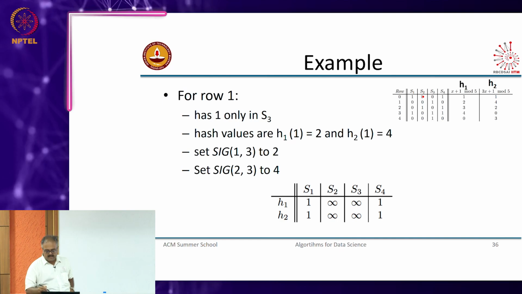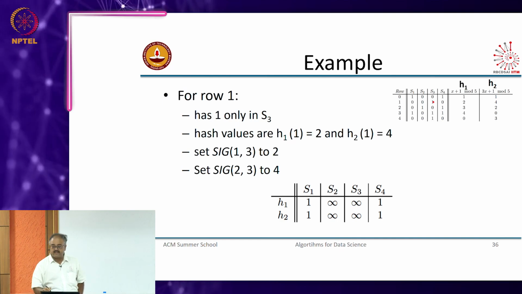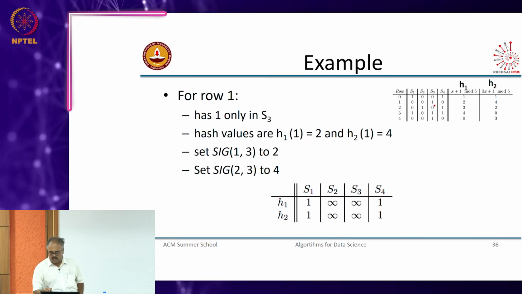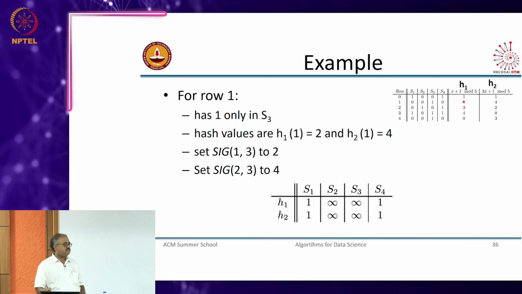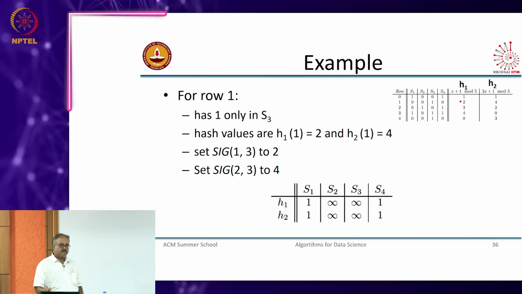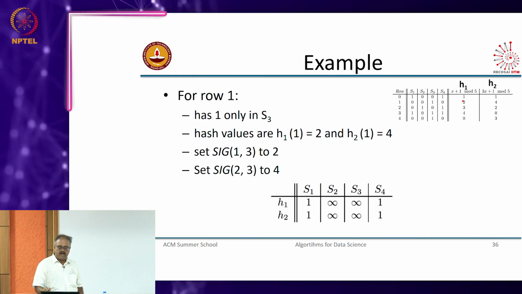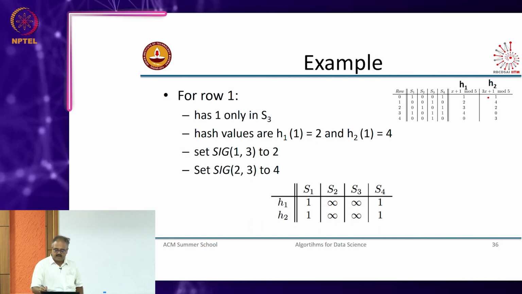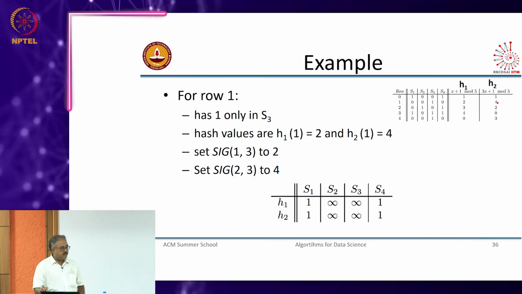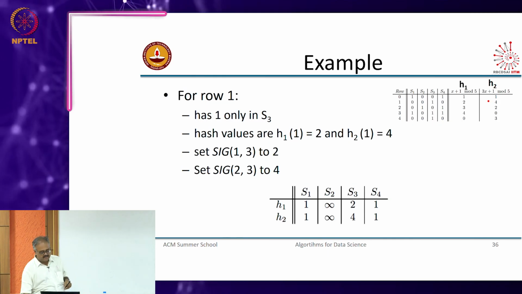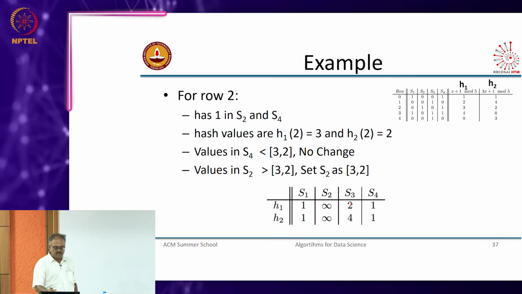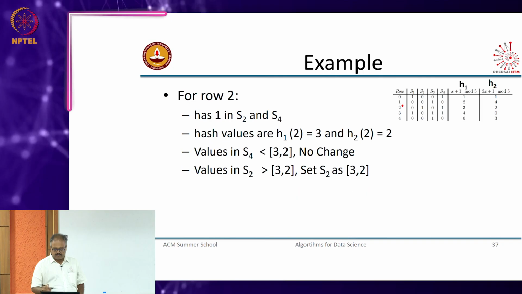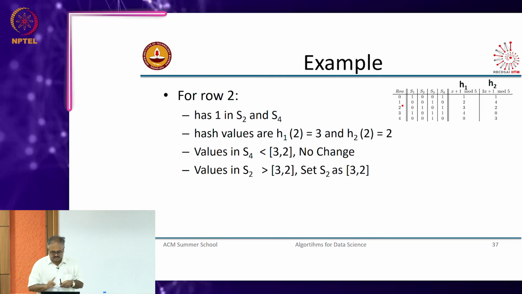For the next row, only S3 has a 1, so only S3 can change. Now where does H1 send this? To 2. So according to hash 1, the signature can be at most 2, it can't be higher than that. Likewise, I look at what hash 2 does, it's 4, so it can be at most 4. So I change it to 2 and 4. Now I go to row 2.